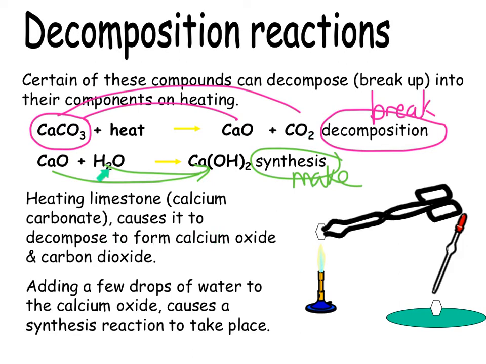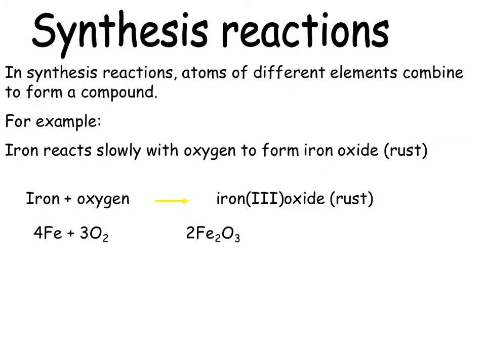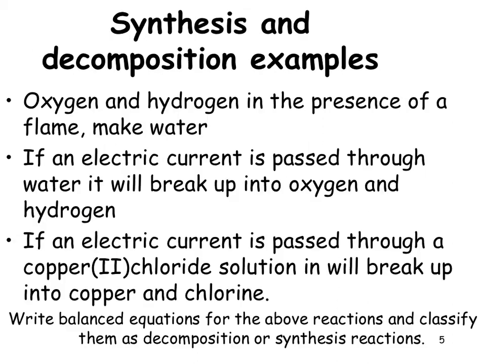So if I heat calcium carbonate, it causes it to decompose into calcium oxide and carbon dioxide. If I add a few drops of water to calcium oxide, I can put those together and make calcium hydroxide. That is a synthesis reaction. Synthesis reactions are when atoms of different elements combine to form a new compound. For example, when I put iron and oxygen together, I get iron oxide, which is rust. I have got two things coming together to make one thing. That is a synthesis reaction.